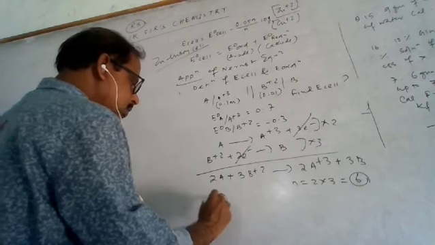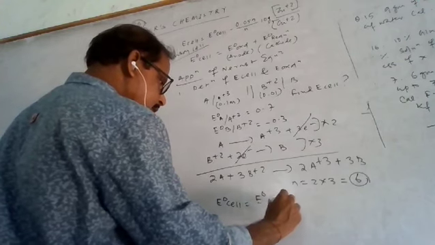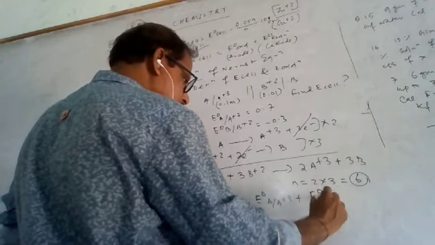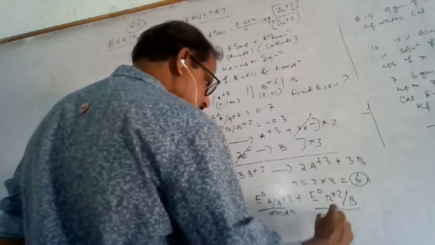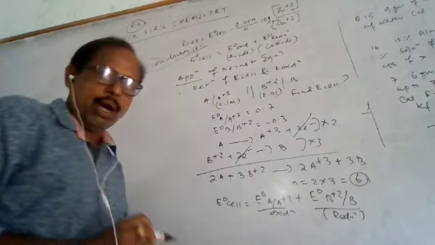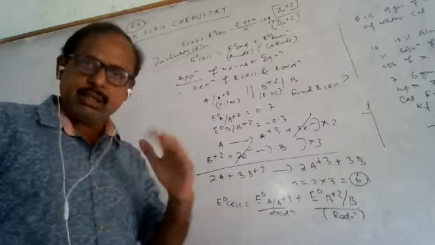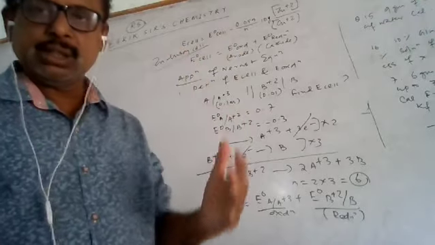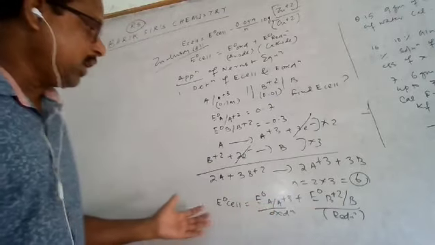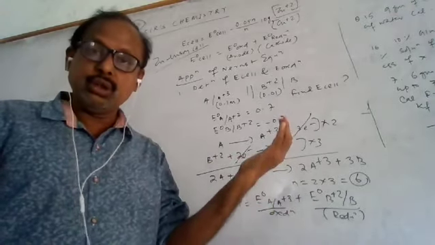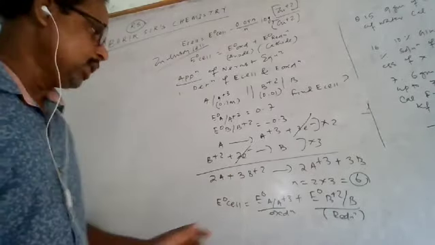To calculate the E cell, that is E naught A to A plus 3 plus E naught B plus 2 to B. This is the oxidation potential and this is the reduction potential. As I told earlier, this is an intensive property. It doesn't depend upon the mass or moles. That's why the addition is done without using the coefficients, because it doesn't depend on the moles. So we can add here.